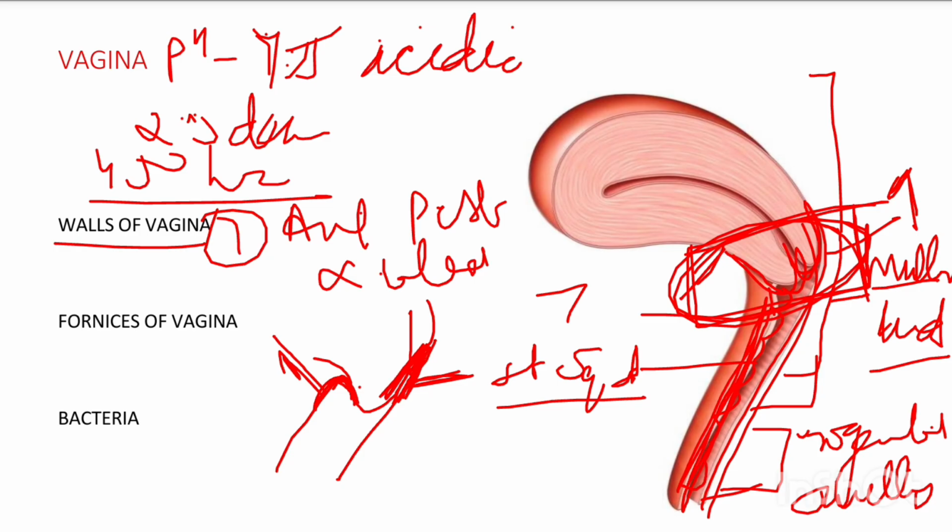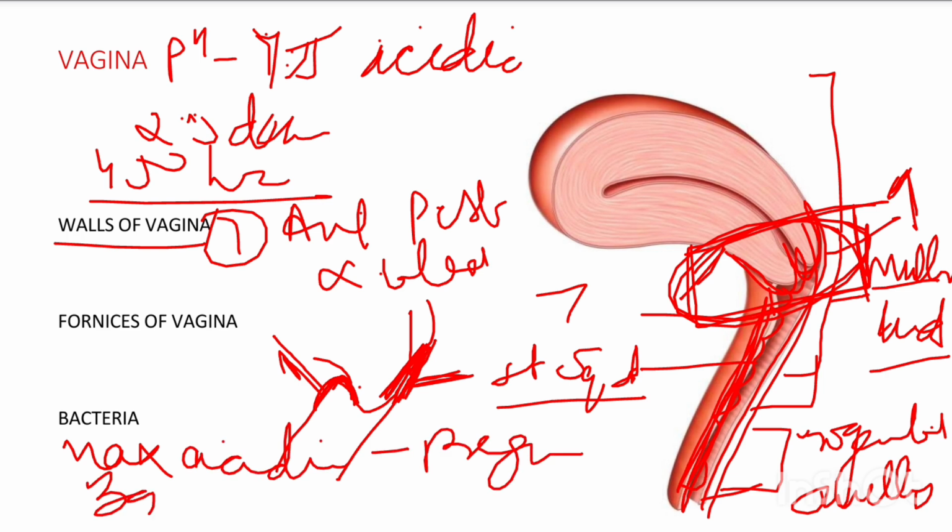Now bacteria. Which bacteria is present in the vagina? Doderlein bacilli, which help convert glycogen into lactic acid. That's why we have acidic pH in the vagina. Maximum acidic pH is present in pregnancy, and basic medium occurs during menstruation and menopause. Now this is the vagina part.